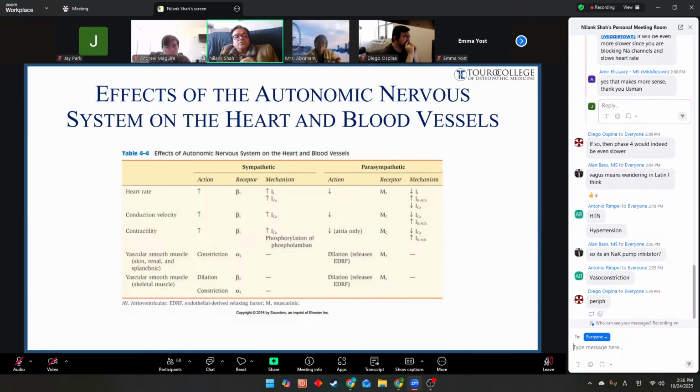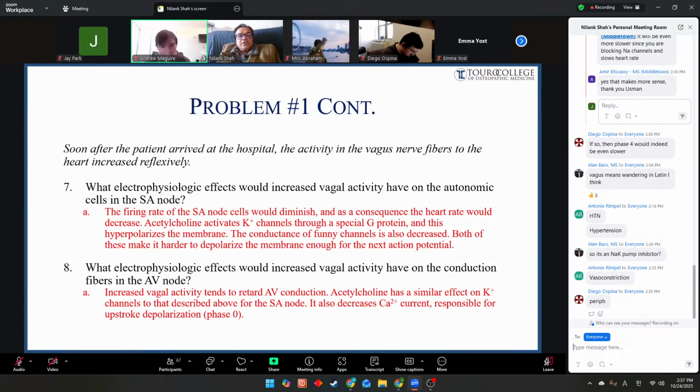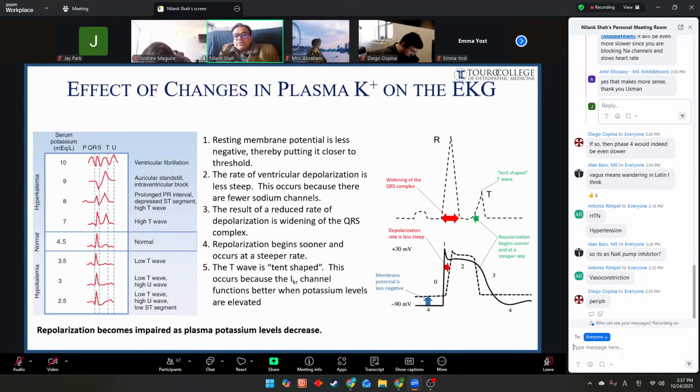What is the effect of beta 2? Is it cause relaxation? Yeah, relaxation of what blood vessels? Skeletal muscle arterioles, right? Skeletal muscle arterioles, Andrew. Okay? Thank you. All right. Okay, so we talked about this.